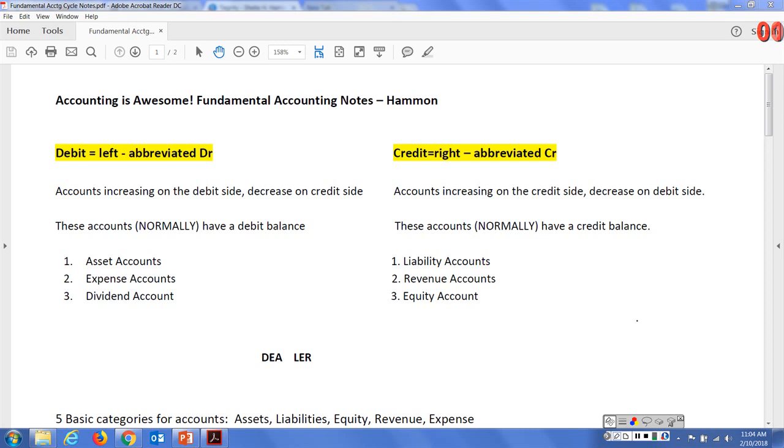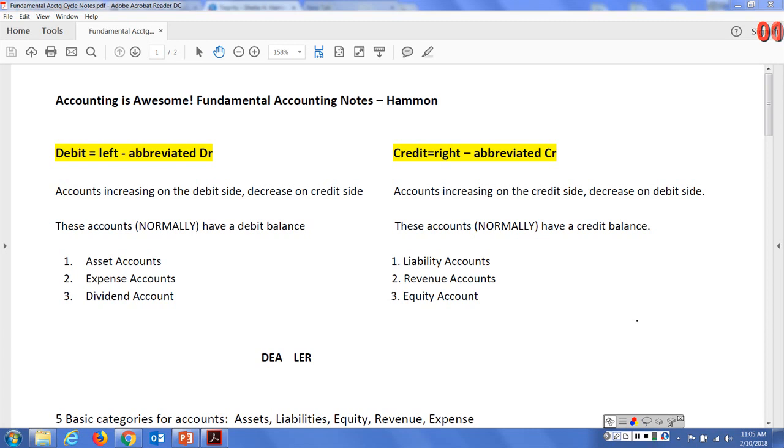So these are some accounts that normally have a debit balance. Those are going to be your asset accounts, expense accounts, dividend. Now, could they have an abnormal account? Certainly. Remember that cash is an asset account and sometimes cash is overdrawn, so it is what it is. But normally, typically, the normal balance will fall on its increase side, which is the debit side.